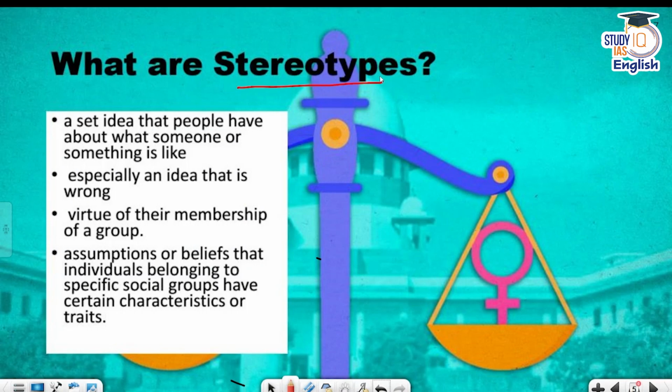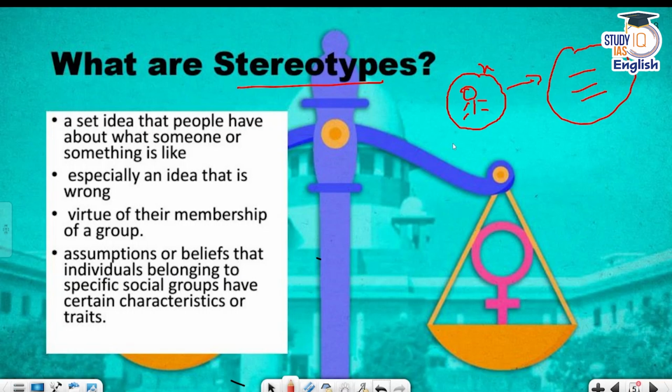Now, let's talk about stereotypes. Stereotypes are nothing but a set of ideas or preconceived notions about what someone or something is like. Supposedly, we have a boy or a girl named X. This particular boy or girl belongs to a particular society. In this society, it is observed that most of the children do not have a very good academic background. So we will have a preconceived notion about this person, X, that they may also not be of good academic background. This is nothing but a stereotype.